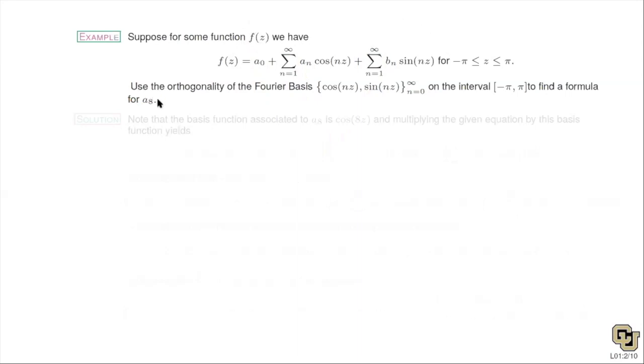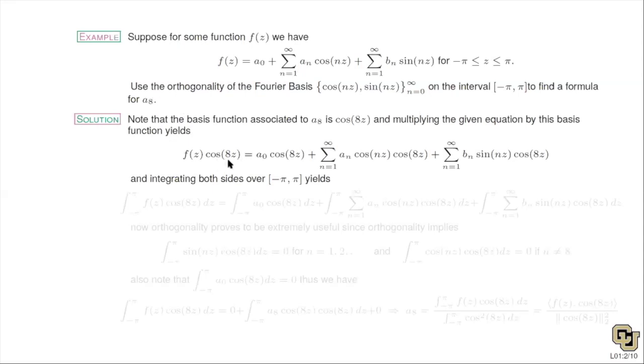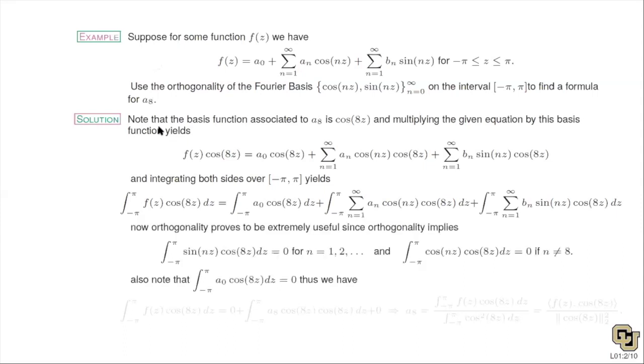So when n equals 8, let me multiply both sides by cosine of 8z. Why cosine? Because those are the coefficients of the cosine basis functions. If this were B8, I'd multiply by sine of 8z, and if this was B7, I'd multiply by sine of 7z on both sides. And then we integrate. Because of the orthogonality, all but one integral on the right-hand side completely disappears.